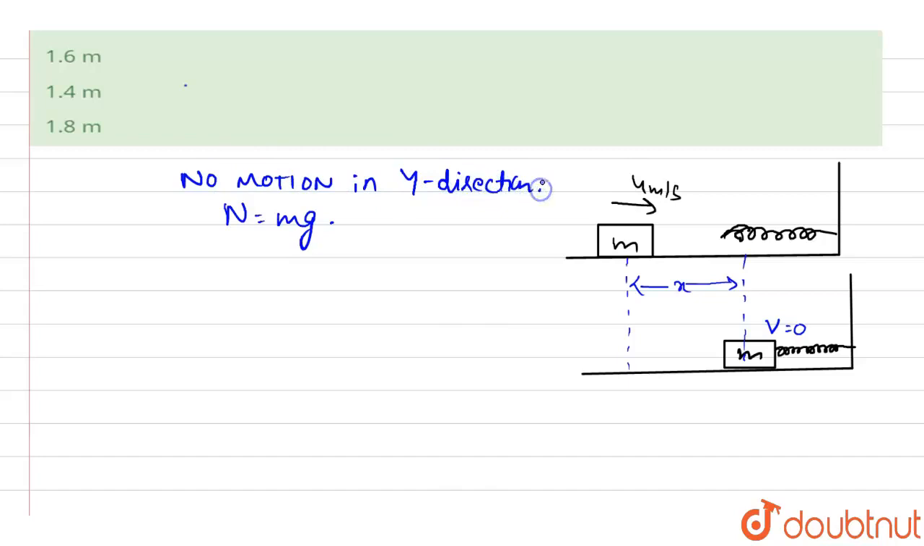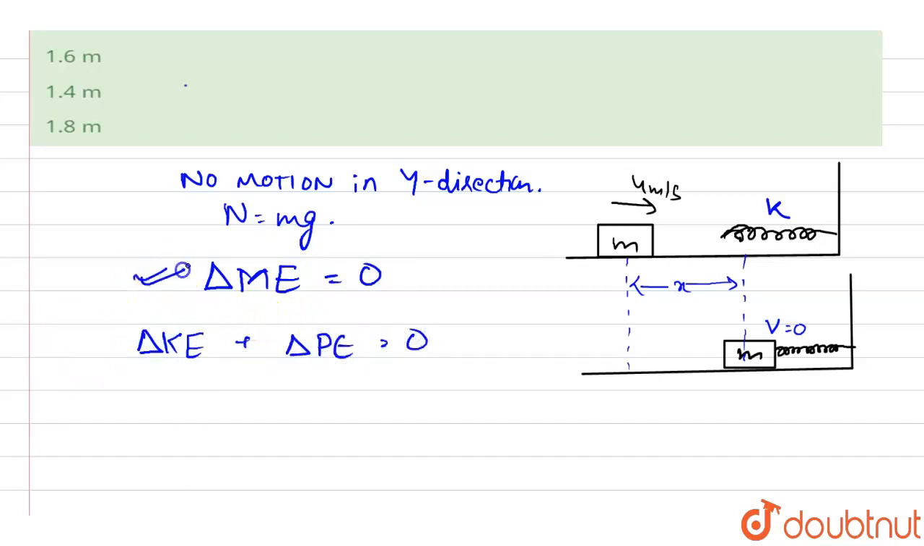Now the spring constant is k. Here we can see that there is a conservative force, so the change in mechanical energy should be equal to 0. So it comes out to be delta KE plus delta PE is equal to 0. The change in kinetic energy plus change in potential energy should be equal to 0.